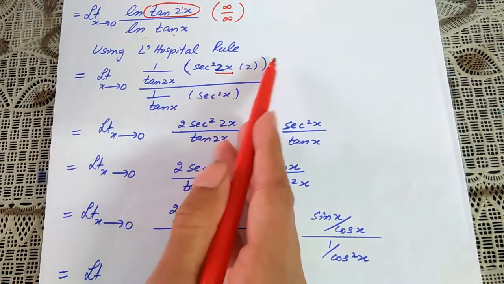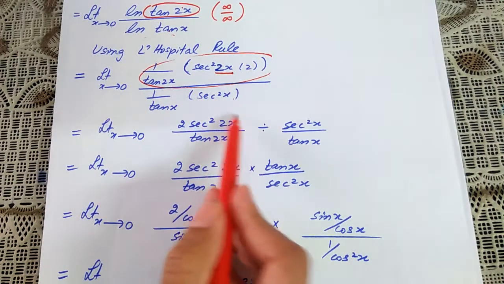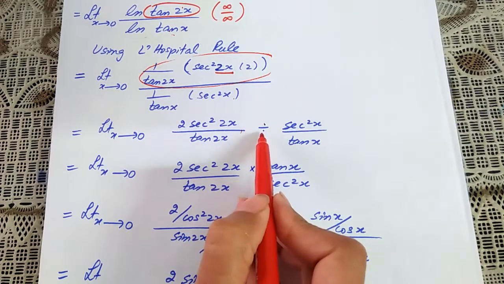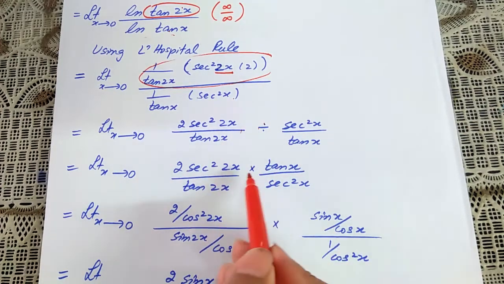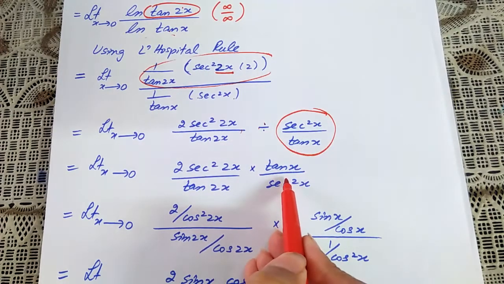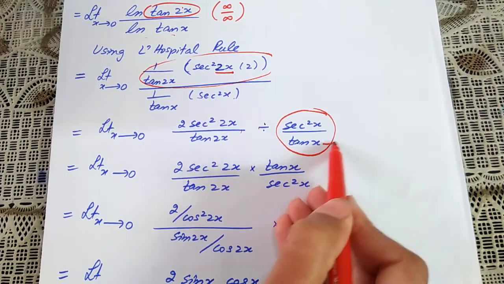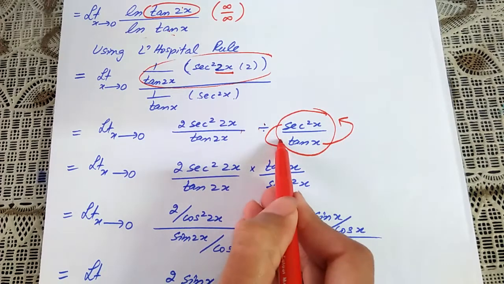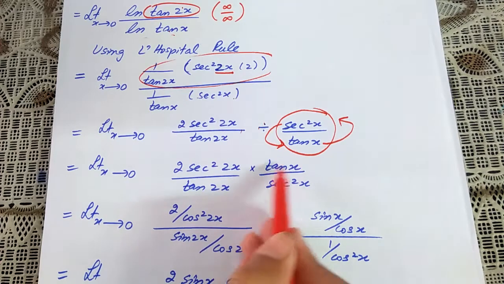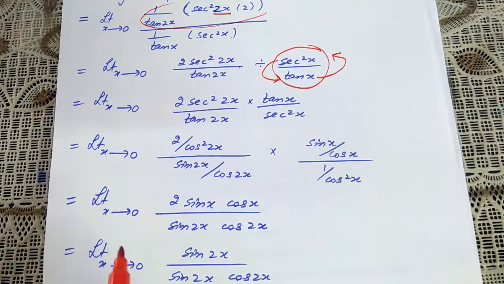Rearrange the terms. I have written the whole numerator separately and separated it from the denominator with the division sign. Change this division sign into multiplication and convert the fraction into its reciprocal form, making the denominator the numerator and the numerator the denominator. Then we have the fraction in reciprocal form.